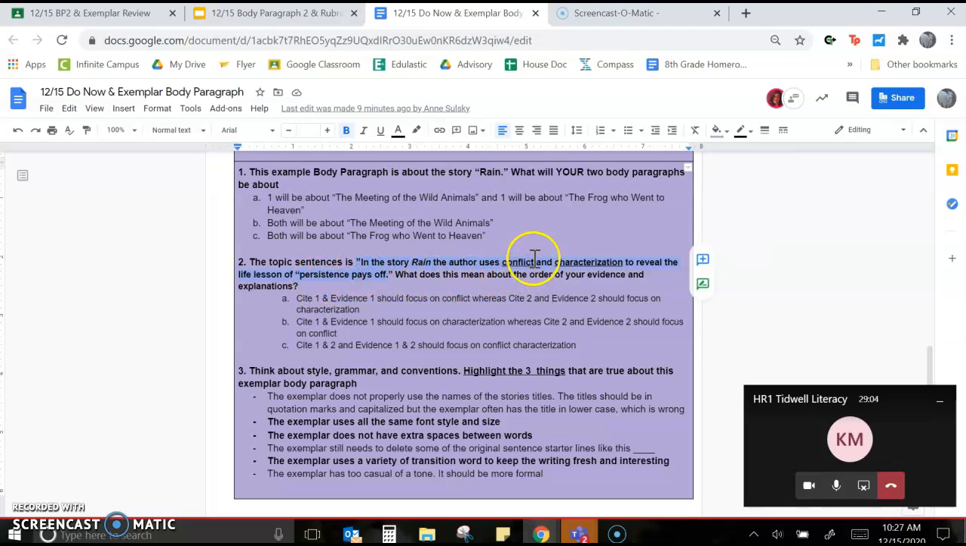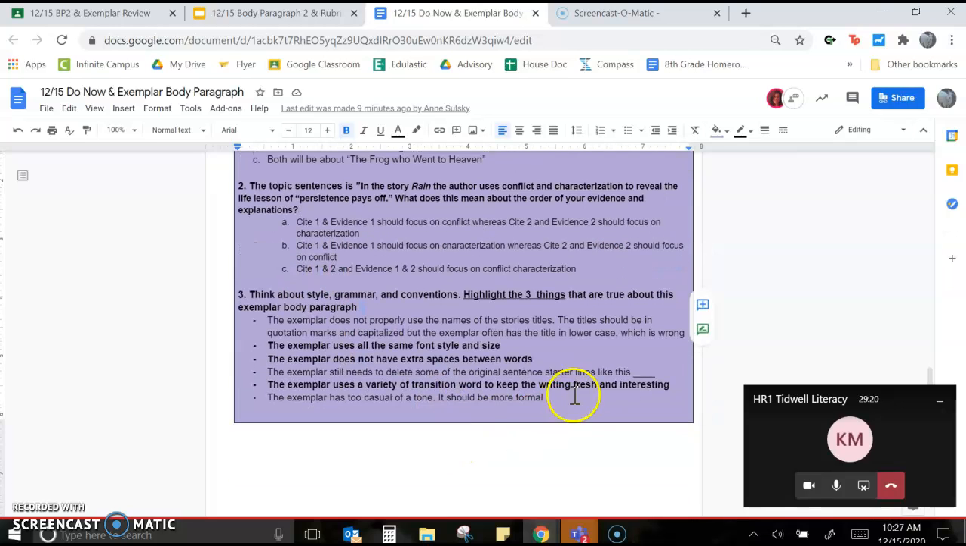All right. So in your first cite and first evidence, you want to make sure that you're not just talking about conflict, but how does that conflict affect that life lesson? Same thing with cite 2 and evidence 2. How does characterization reveal that life lesson? Nice job, Camilla. Thank you.